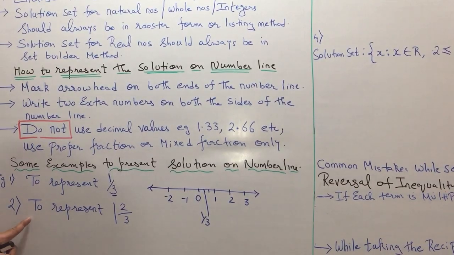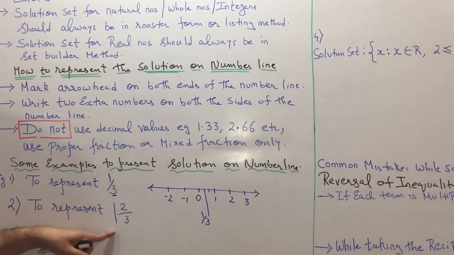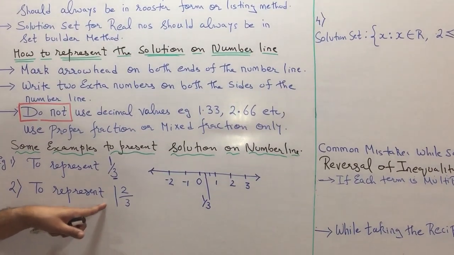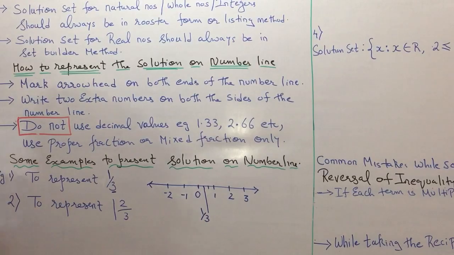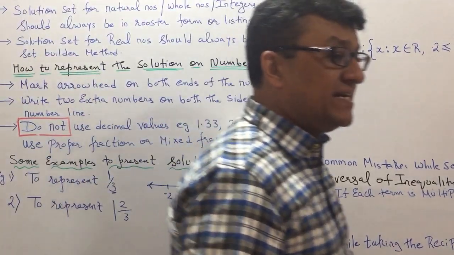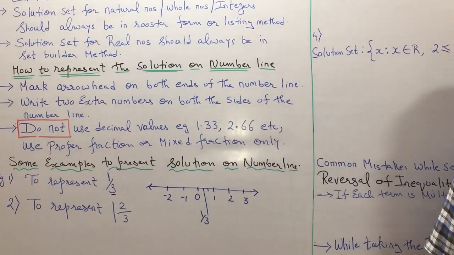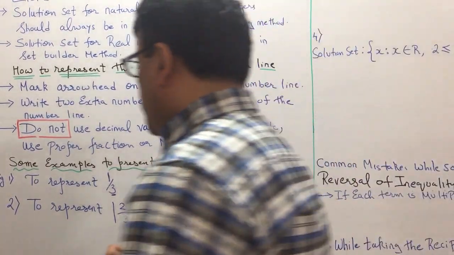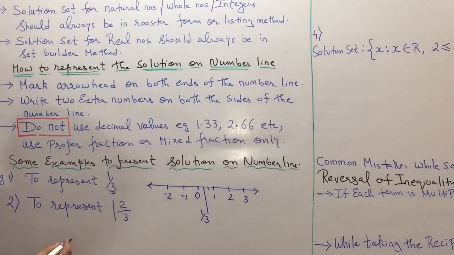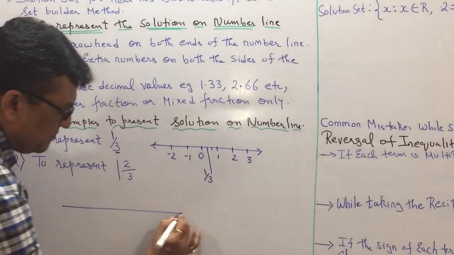Let's take one more example. How to present 1, 2 by 3? This is a mixed fraction form. So how to represent 1, 2 by 3? As our mixed fraction clearly states, the number lies between 1 and 2. The number lies between 1 and 2. So what we are going to do is draw, once again, a number line.